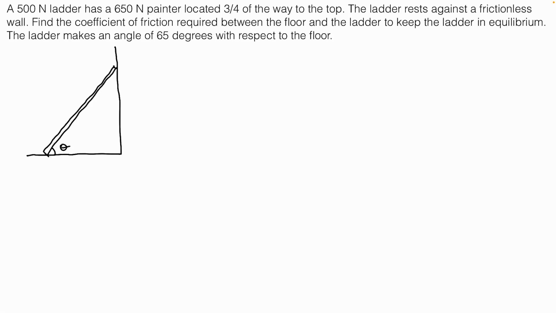So this ladder is leaning up against this wall here, right? Okay. And this is the ground. So those are all like solid surfaces. Okay. Where's the painter? 3/4 of the way sort of up, right? So there's the painter, roughly 3/4 of the way up, right? And let's see. Now we've got the angle.